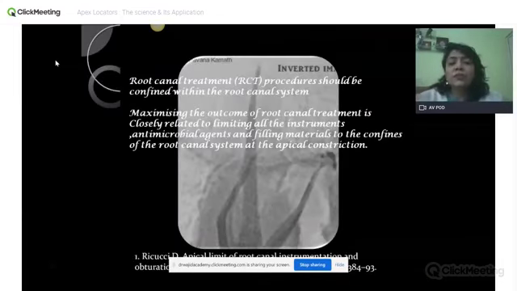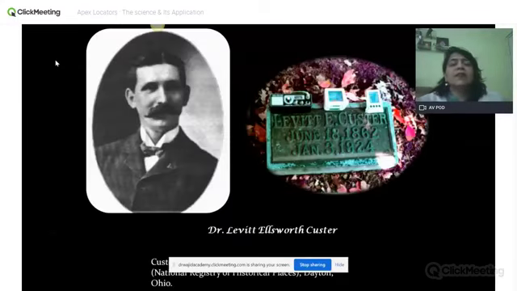We all know that root canal treatment procedures should be confined within the root canal system. Maximizing the outcome of root canal treatment is closely related to limiting all the instruments, the antimicrobial agents, and the filling materials to the confines of the root canal system at the apical constriction. So that explains the importance of knowing your root canal working length well.